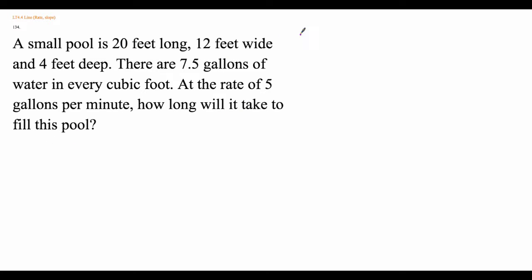Here we have a small pool. The volume of a rectangular prism is length times width times height. So we have 20 times 12 times 4, feet times feet times feet, which is feet cubed. And that's going to give me a volume of 960 cubic feet.